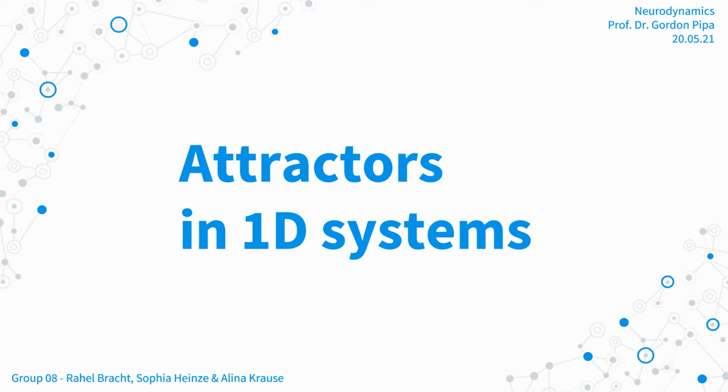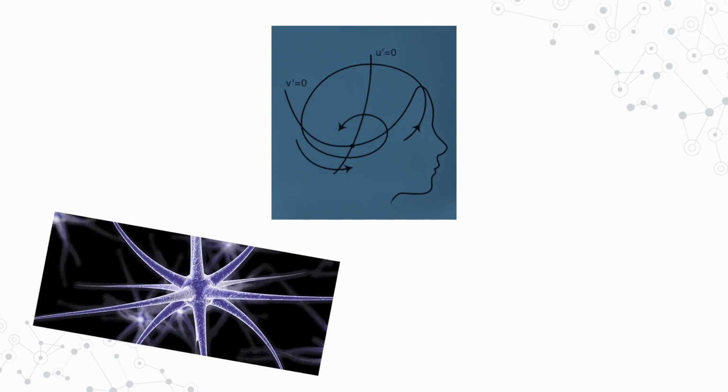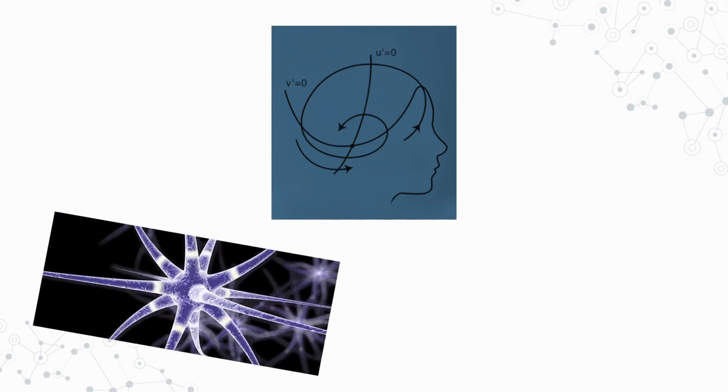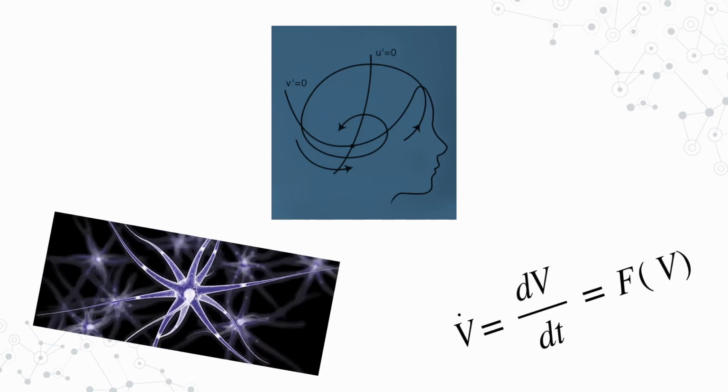This video will be about attractors in 1D systems, and we will talk about the role they play in spike dynamics. But before we can talk about attractors, we have to recap dynamical systems. Since functioning neurons are dynamic, so they change their membrane potential and firing rates over time, a model is needed which is mathematically based on such dynamic systems.